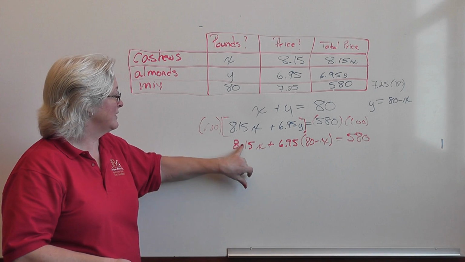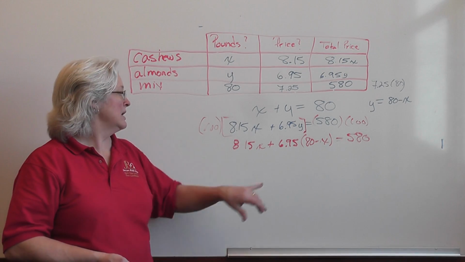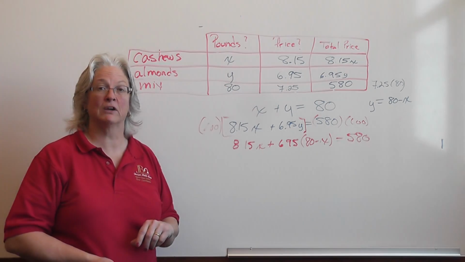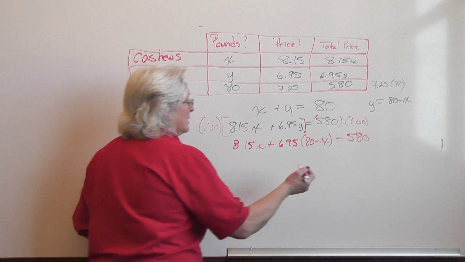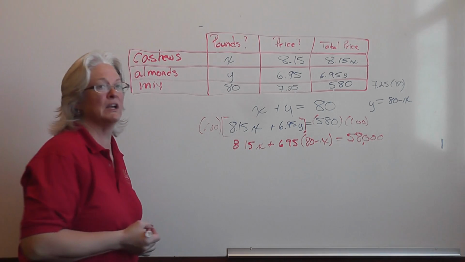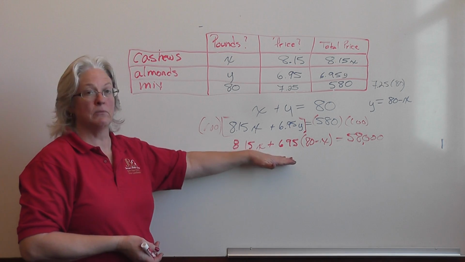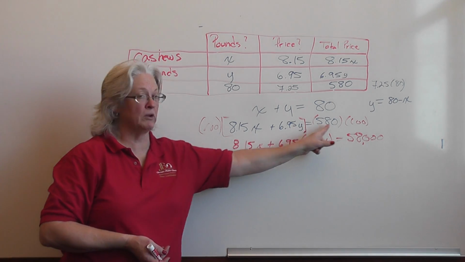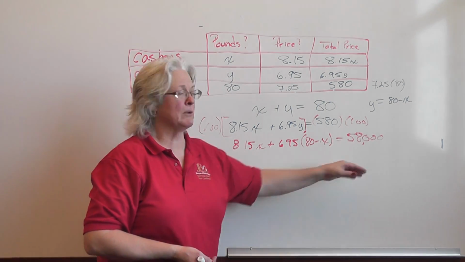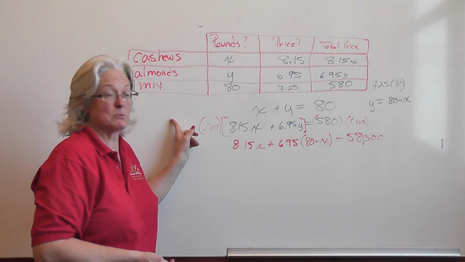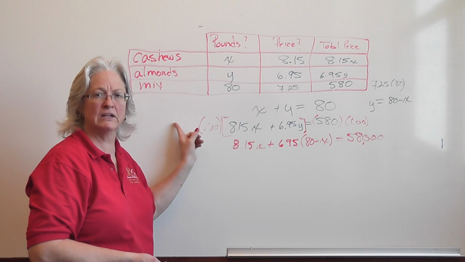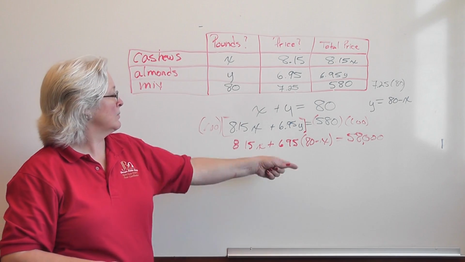100 times 8.15 gives us 815x plus 695 times 80 minus x, and then we also multiply the 580 by 100, and we end up with 58,000. I could have gone ahead and multiplied the left-hand side of the equation by 100 as well as the right-hand, which is what I would have done, but maybe for some of you this makes more sense to you. Plus, if you actually go back to your book, you can say, oh, I see exactly what they were doing.